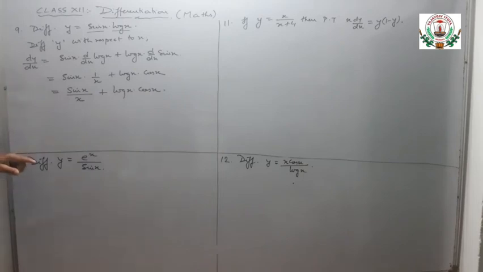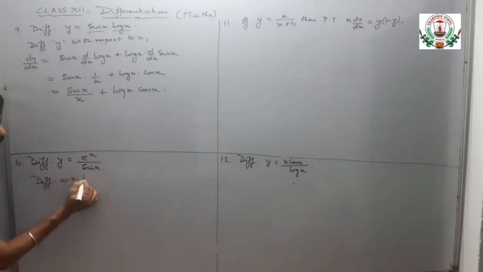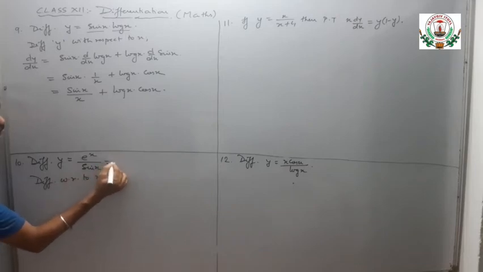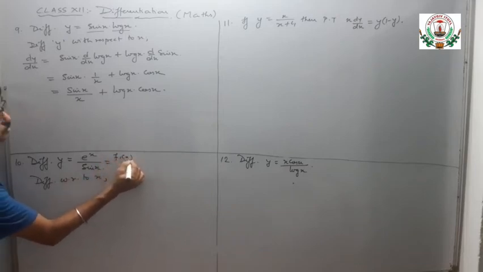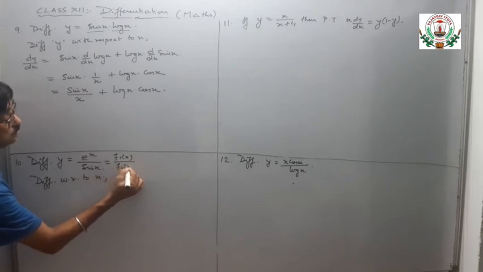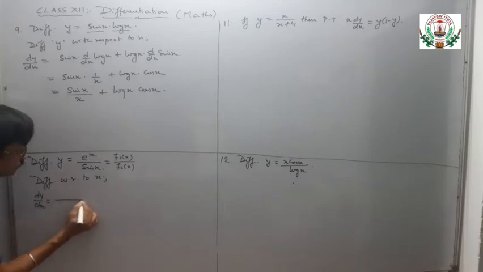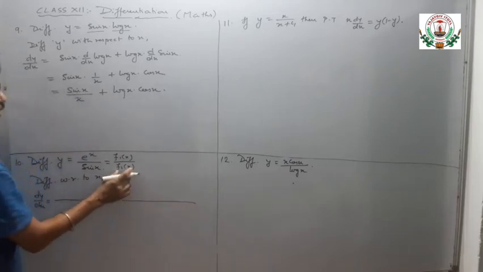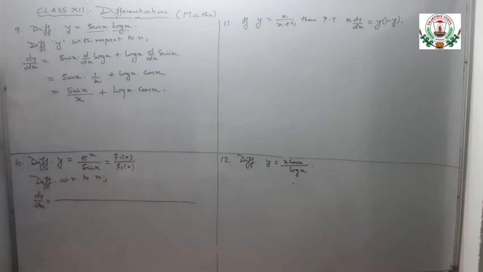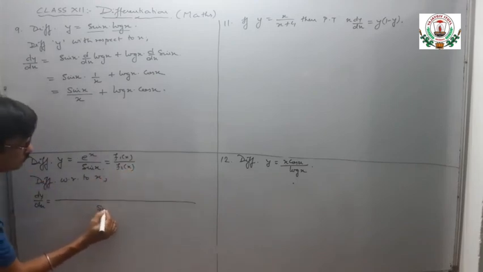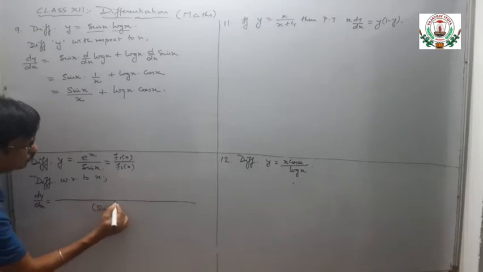Now the differentiation of the quotient of a function, division. So differentiating with respect to x, this numerator is our first function and denominator is our second function. So dy by dx equals the denominator function's square, it means sin x the whole square.